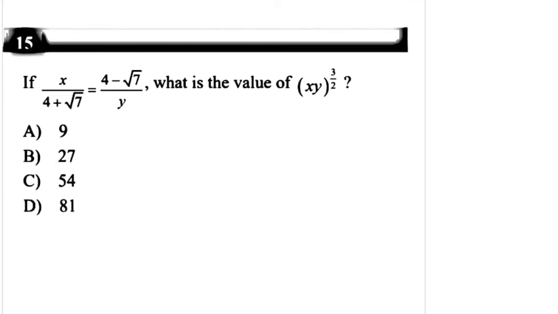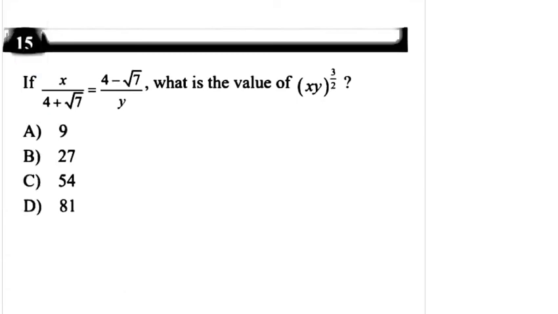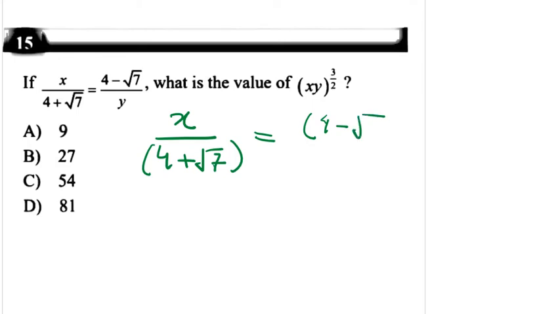It's telling us to find the value of (xy)^(3/2). Let's go ahead and do this question. Let's do it with a different color. So that is x = 1/(4 + √7), okay, now let us continue. Now from here, what we are supposed to get is x = (4 − √7)/y.